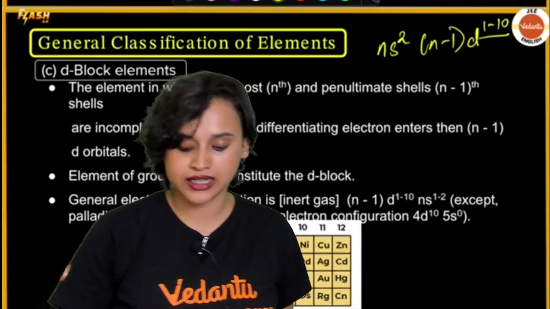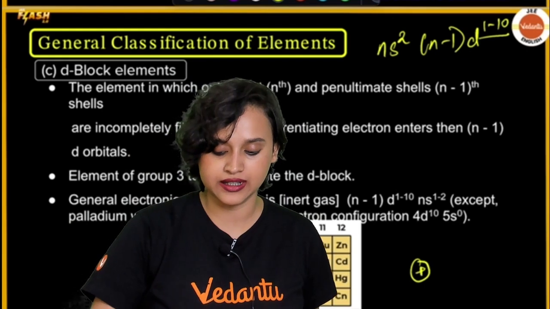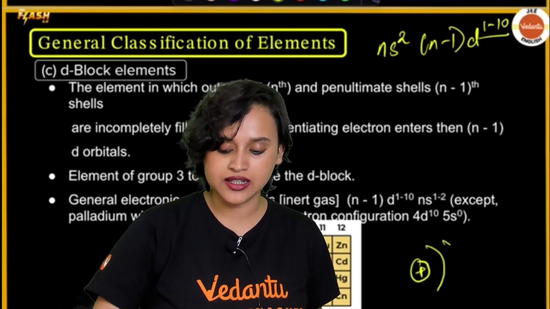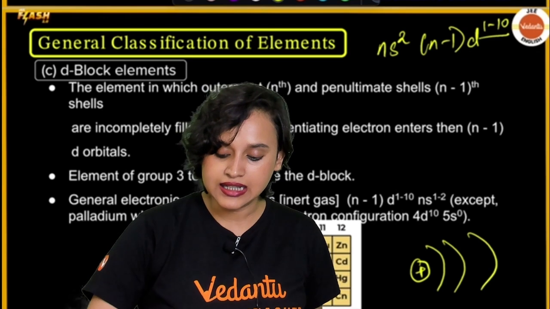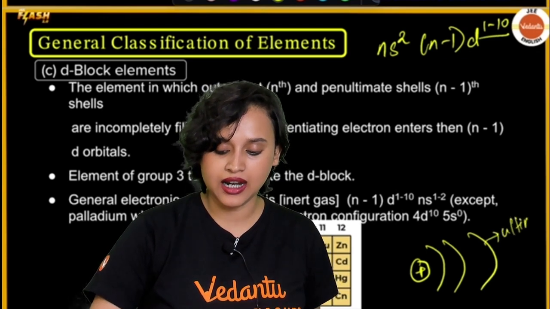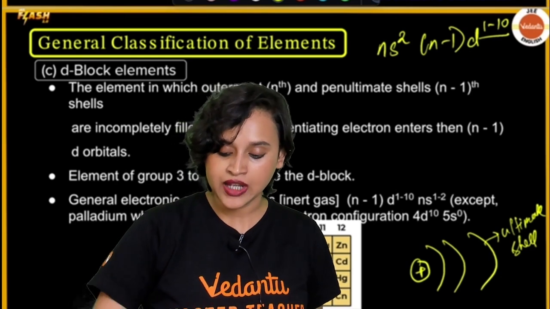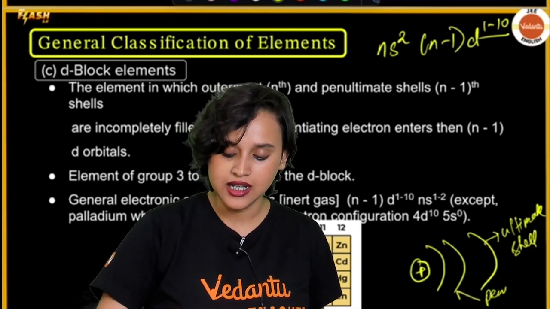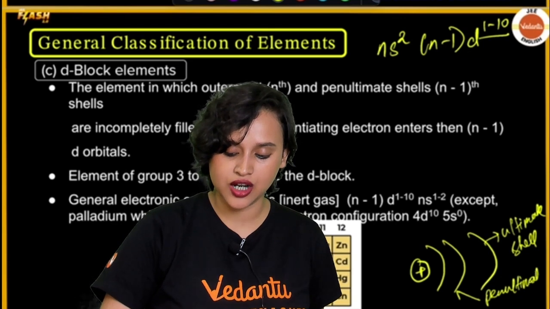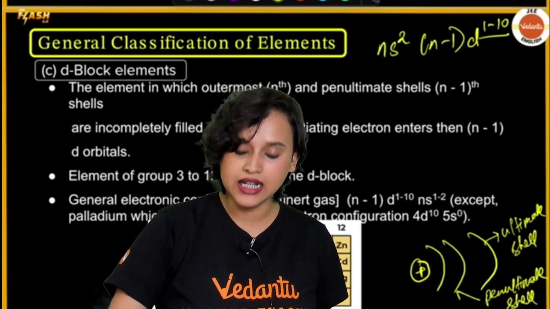Now what do we mean by this? For example, if this is my nucleus here, this is the shell, this is the shell, this is the shell. This last shell is called the ultimate shell, right? The last shell is called the ultimate shell, and this shell here is called the penultimate shell. Okay, this is called the penultimate shell.